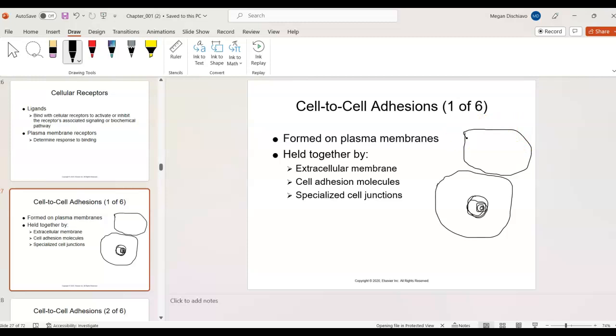You have tightly packed cells on the skin, and they are held together by some molecules and also some junctions between the cells, and also an extracellular membrane. This is a layer, kind of like a sugary layer around the outside of the cell that can help them stick to each other. So cell-to-cell adhesions we'll see in different areas of the body. The best example I can give you is the skin, and it helps to hold the cells together to provide a protective mechanism.